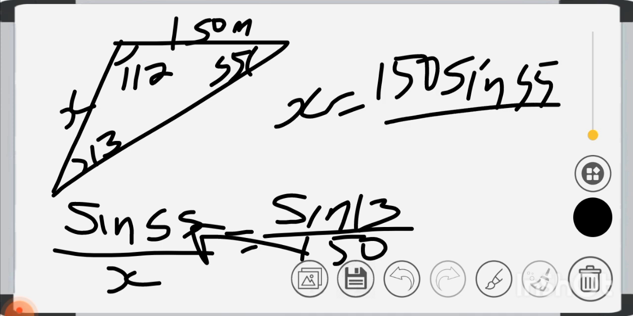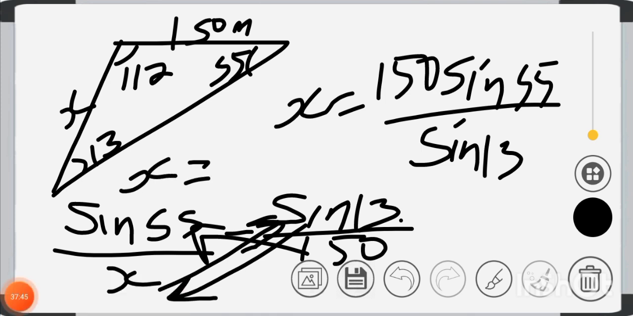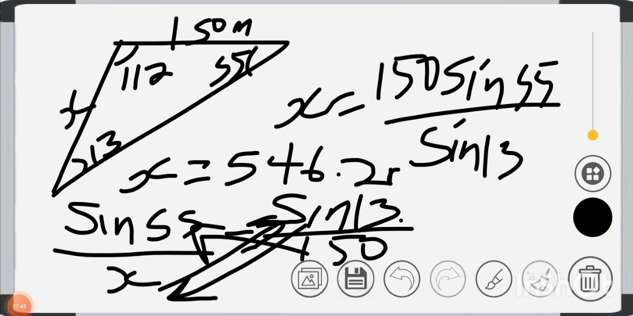55 over x times. Okay, remember I told you if you move x to this side, then you move this sine 13 back to this place where x is. So sine 13 will just come here. Then our x will be equal to 546.2 meters. So this one I'm going to have for this. So please take note of that. It's very, very important. Then, okay, this is all for this.